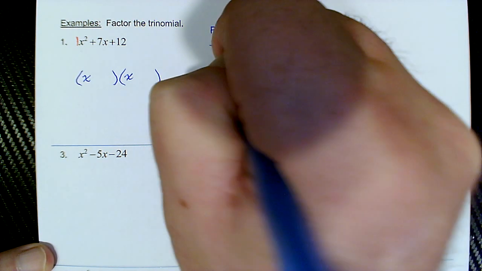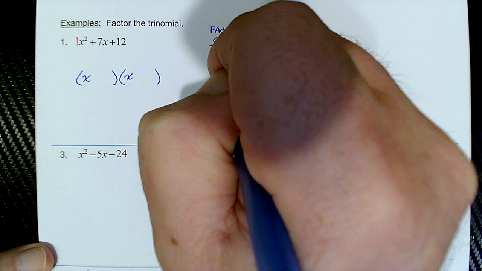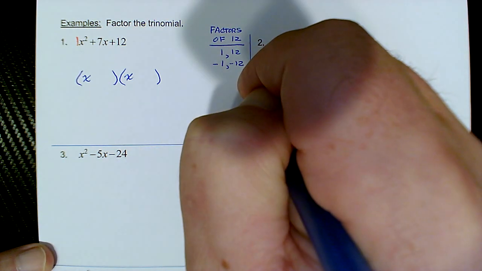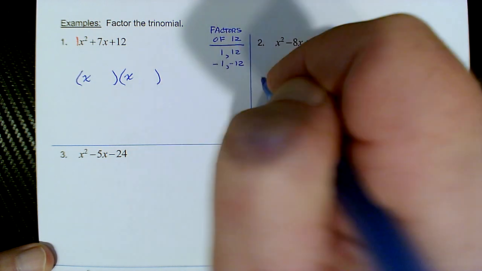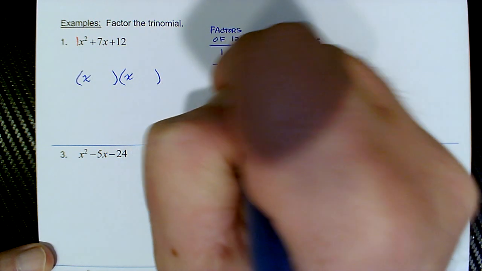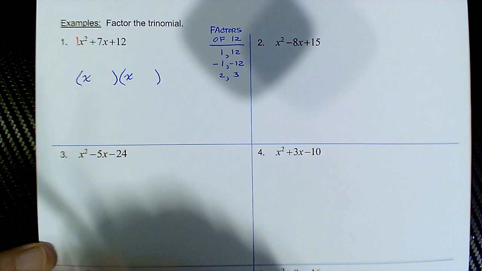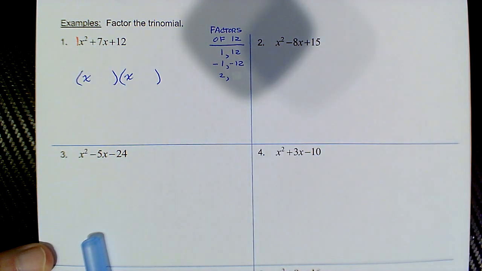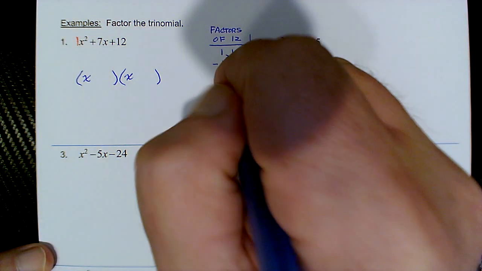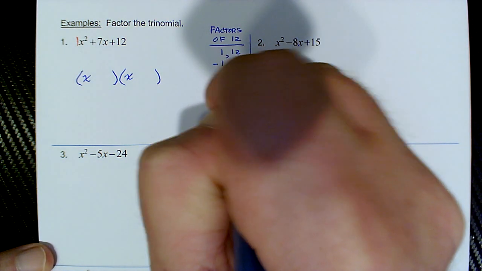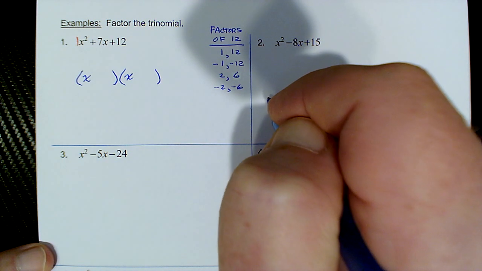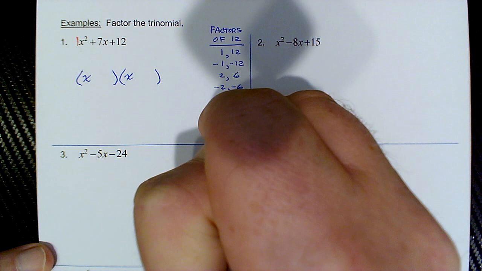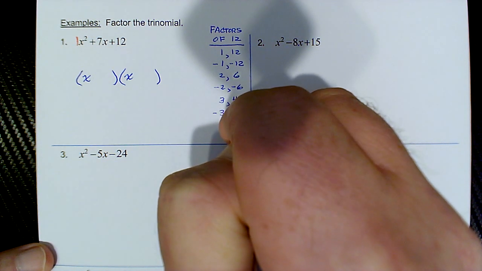The factors of 12 are 1 and 12, a -1 and a -12, because those are the factors of positive 12. Also a 2 and a 6, a -2 and a -6, or a 3 and a 4, or a -3 and a -4.